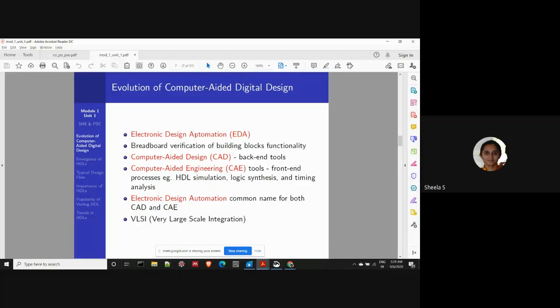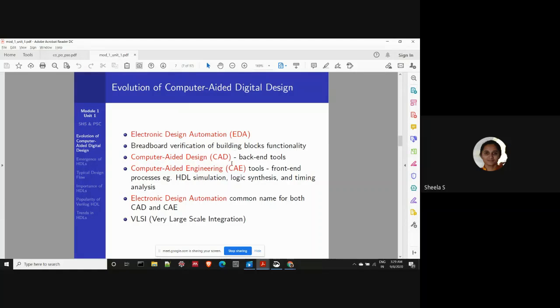After that, once again, breadboard verification. After the design has been finalized, we need to check whether the design is working properly or not. Previously, designers used to check using the breadboard. So again, the verification of the design came into existence. When verification of the design came into existence, synthesis tools were considered. So in the back end the design used to be developed, and in the front end we used to do the simulation as well as synthesis.